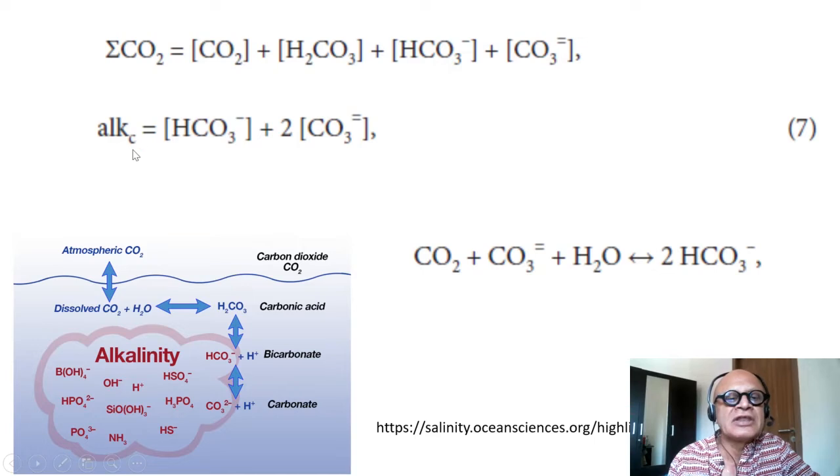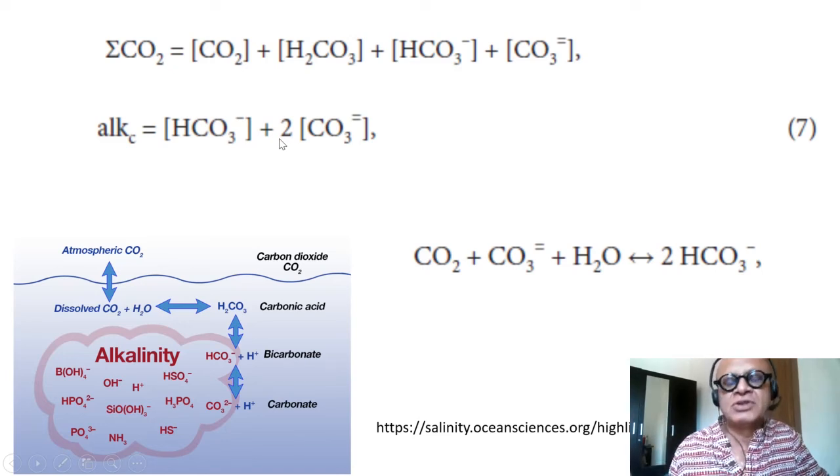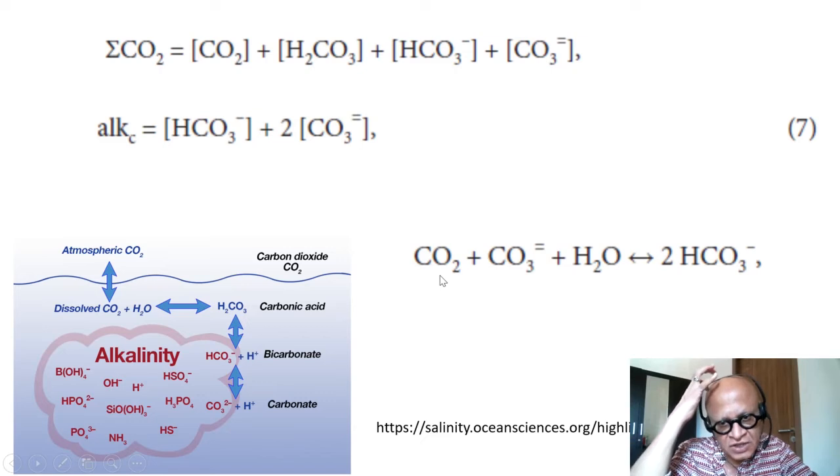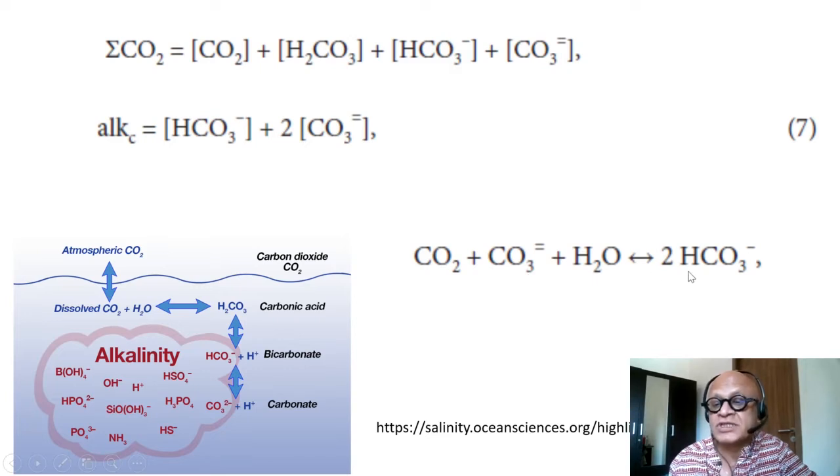So carbonate alkalinity is just the carbonate and bicarbonate ions. Because carbonate has two negative charges, you have two times it, so it's the total number of negative charges which are needed to neutralize the H+, right? So you can add the equations we have seen before of the CO2 dissolution. So CO2 plus carbonate plus H2O is going to give us 2HCO3-.